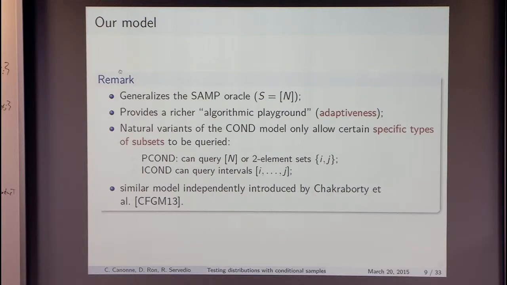This other variant of the model, ICond, I is for interval, lets you query an interval. So you have to think of the points 1 through n as not being butterflies or fish or something, but actual ordered values 1 through n, right? And then you can say, I want to zero in on this interval of the domain, and so forth, okay? Similar models were also studied around the same time that we started thinking about this, in work of Chakrabarty et al. They gave some very nice results, which have a disjoint flavor to what I'll tell you about.